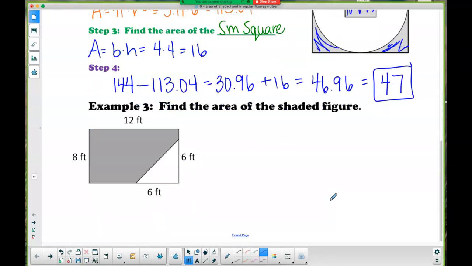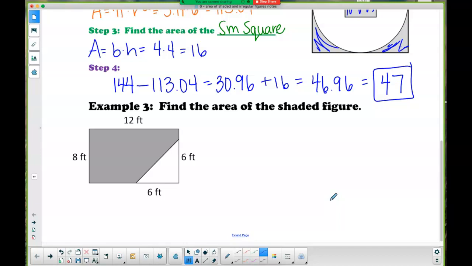Okay, I want the shaded part only. So let's make up a plan first before we do any math. What shape do we see? I want the area of the shaded part. What shape do we see, Brinley? Okay, she sees a rectangle. Do you see any other shape? Yeah, a triangle. Trapezoid.